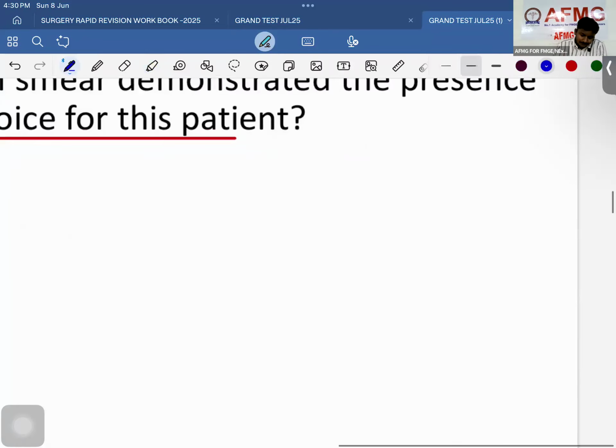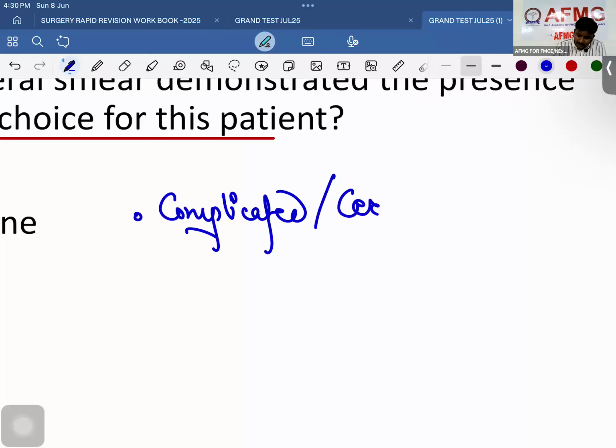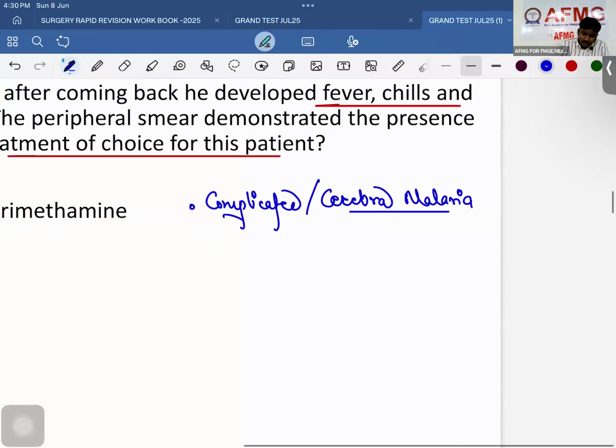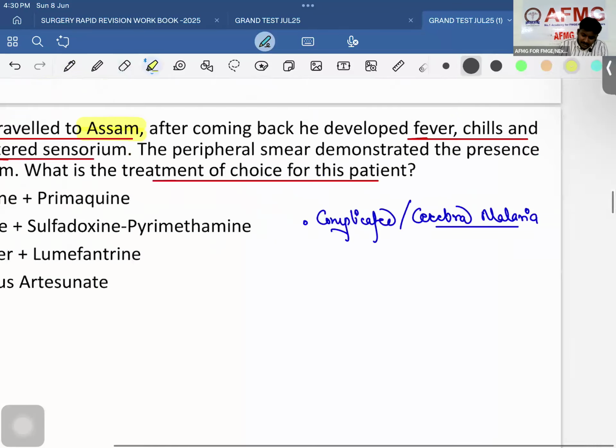Very good. It is a case of a complicated or cerebral malaria. Why are we calling it cerebral malaria, beta? Yes, because the patient is having altered sensorium. So we know that if the patient has an altered sensorium or any other neurological feature, it is a complicated or cerebral malaria, which can only and only be caused by Plasmodium falciparum.